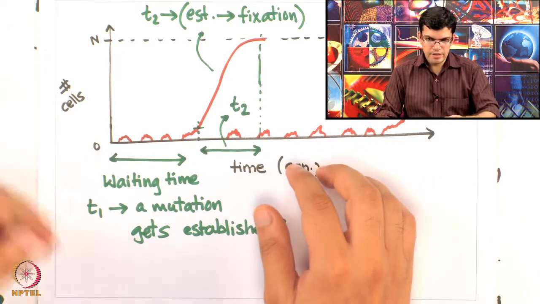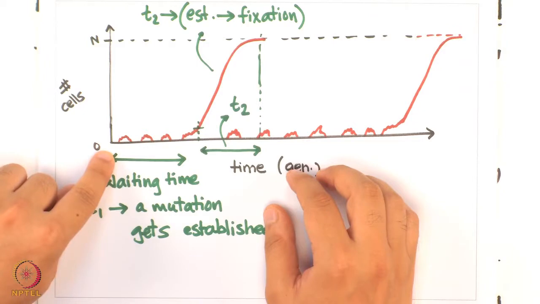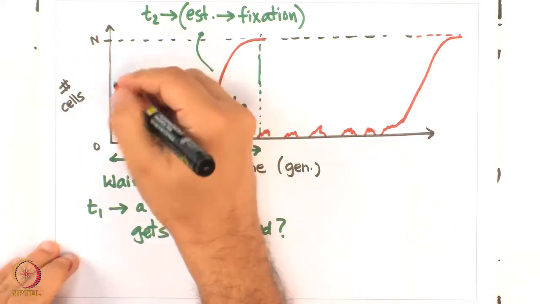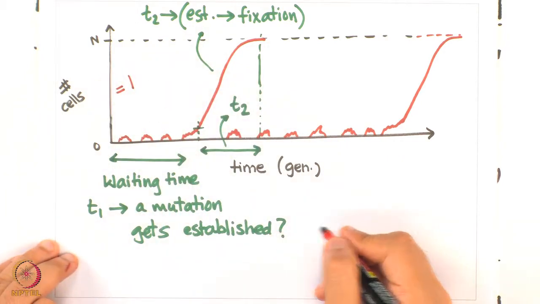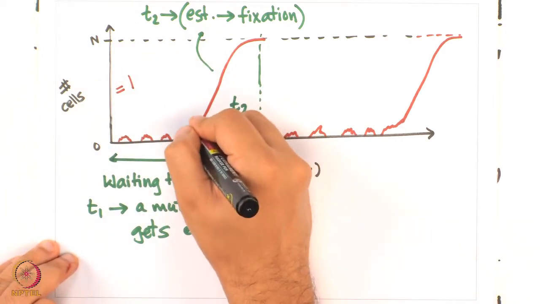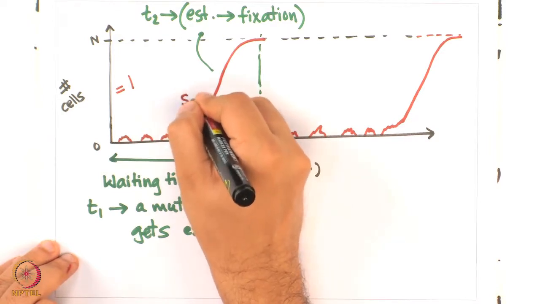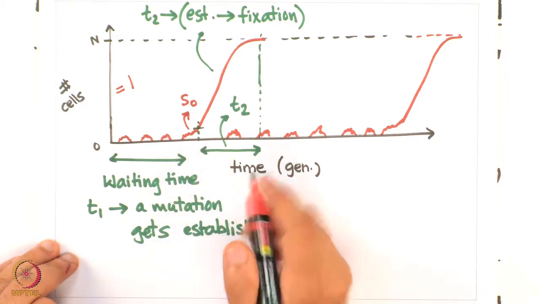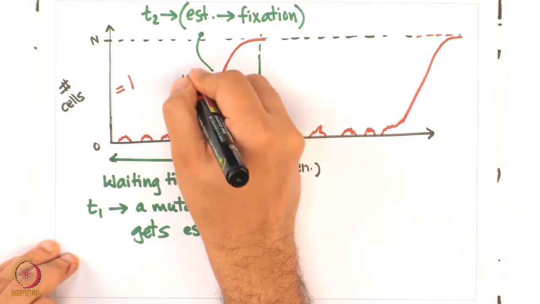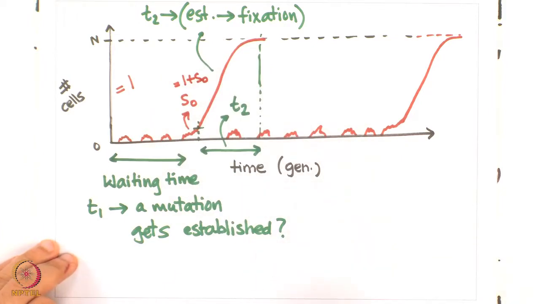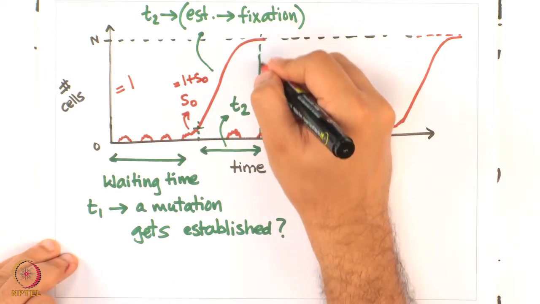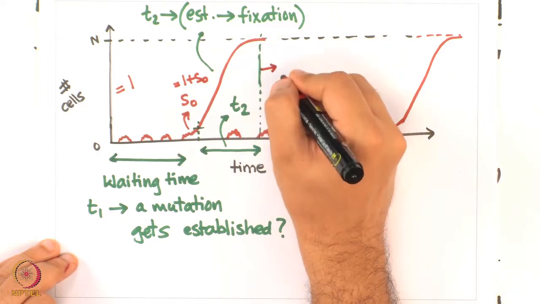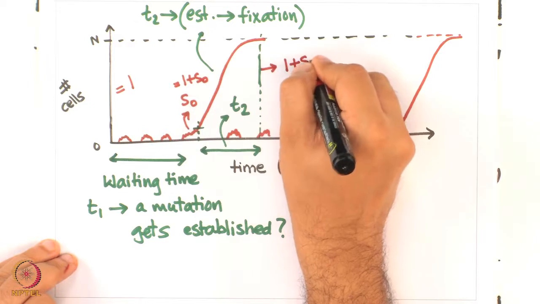So, let me rephrase that. At the beginning of this experiment, at this time, the fitness of every individual in the population was 1. Suppose the mutation that happened here has a selection coefficient S0 associated with it. That means the fitness of every individual carrying this mutation is equal to 1 plus S0. If that is the case, when the mutation gets fixed in the population at this point, the fitness of every individual in the population now is 1 plus S0.